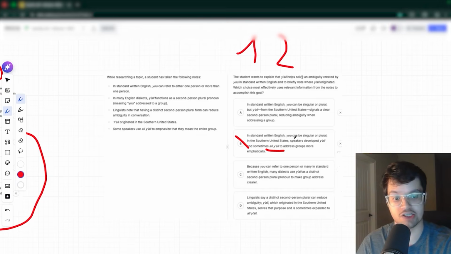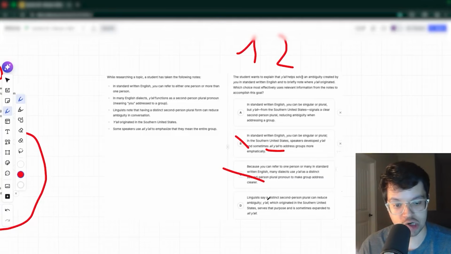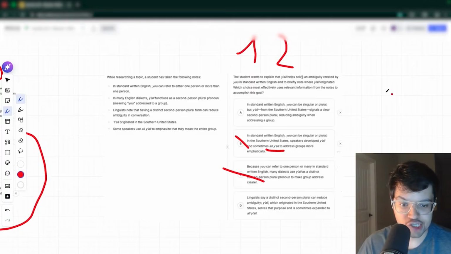It doesn't mention the Southern United States or anything, so that would be wrong for that reason. Finally, we're down to D. Linguists say distinct second person plural can reduce ambiguity. Okay, so reduce ambiguity, we have that there. Y'all, which originated in Southern United States, serves that purpose and is sometimes expanded to all y'all. So this is really tricky at this point.